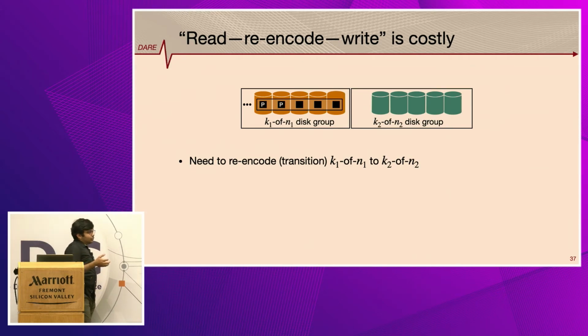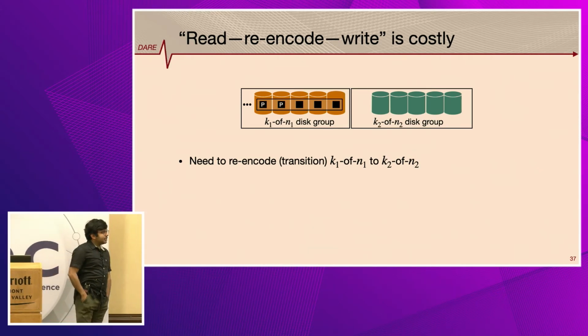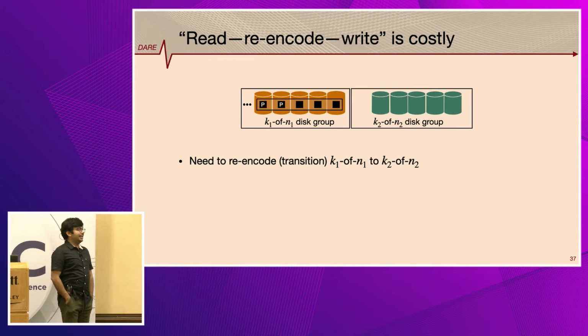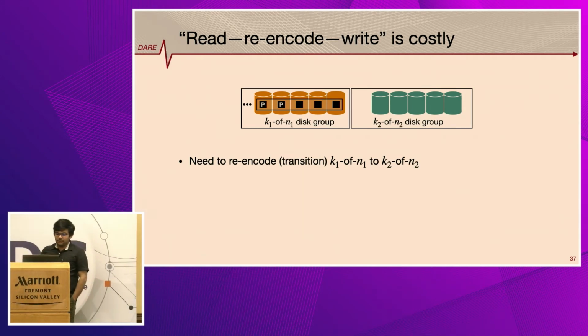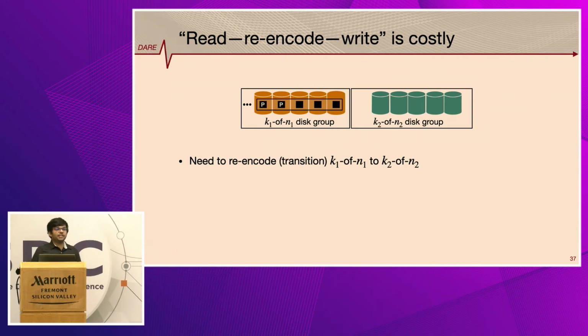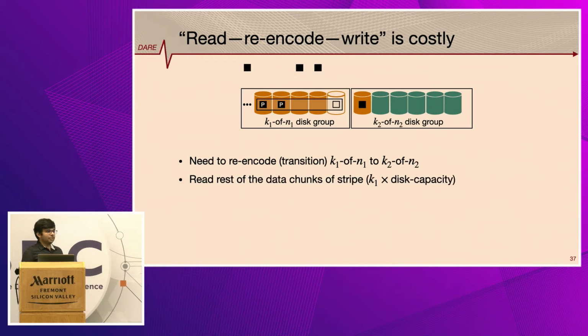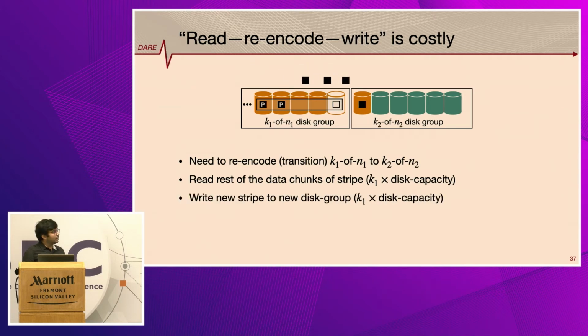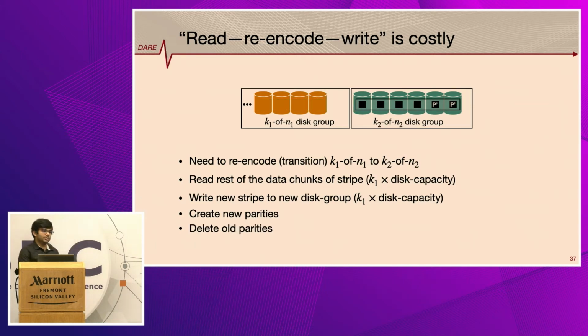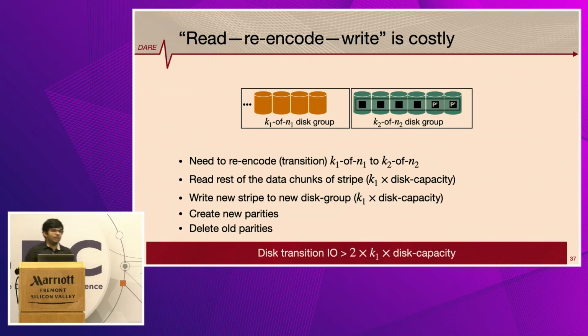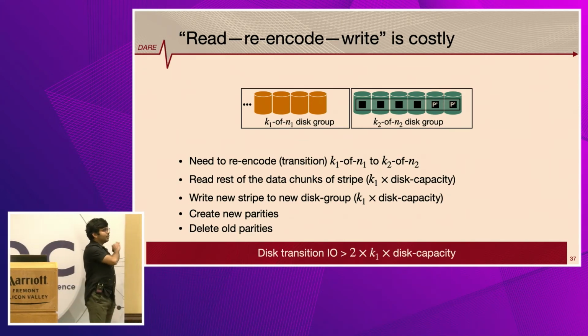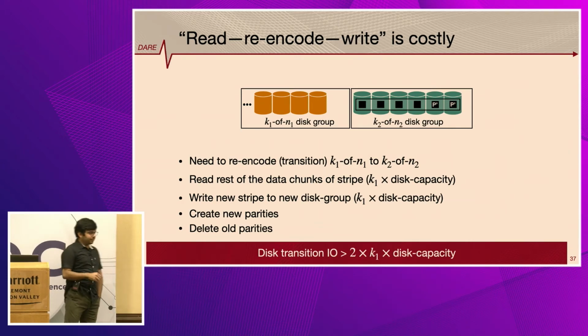So now suppose we want to change a redundancy scheme from a K1 of N1 into a K2 of N2 scheme. In the most naive sense, what we would do is read, re-encode, write, which is if a disk changes failure families, you would need to read all the chunks of the stripe on other disks, write them to the new disks, recalculate their parities, and remove the older stripe. Now this requires an I/O which is 2 times K1 times the disk capacity. The equations are not important. The point is lots of I/O.